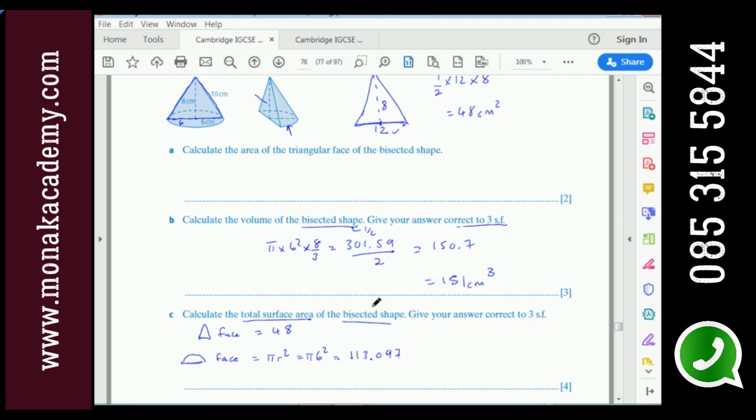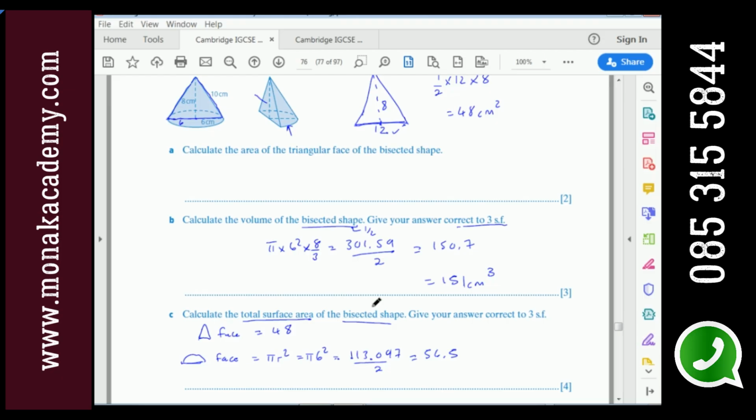Okay. And then, so far we have the triangular face, which I have shown you, and then we have a semicircle face. This area that we calculated, the 113, is for what? Is it for a semicircle or for a full circle? It's a full circle. So what do we need to do? Divided by 2, and then you put to 3 significant figures. 56.5, to 3 significant figures, right? So, are we okay there?